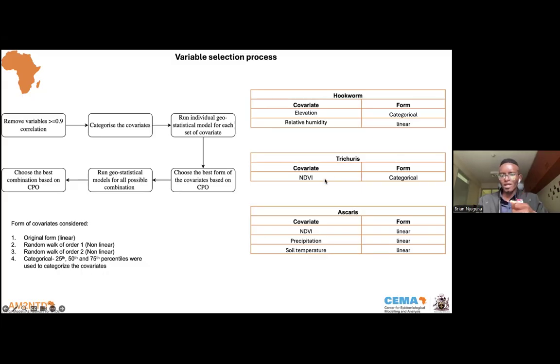For Trichuris, we only chose 1 covariate, which was the NDVI, and it was in categorical form. Then in Ascaris, we had the NDVI, precipitation, and soil temperature, and all of them were in the original form, or in the linear relationship. And this also confirms what we had seen in the empirical plots.